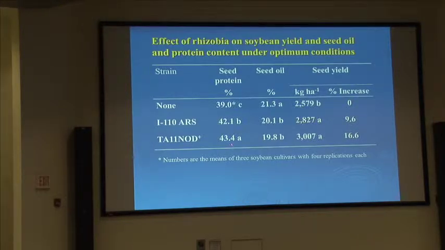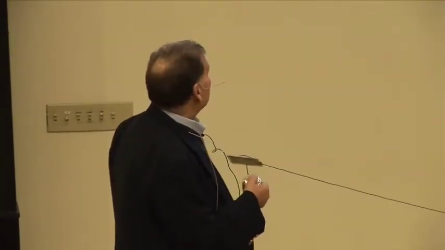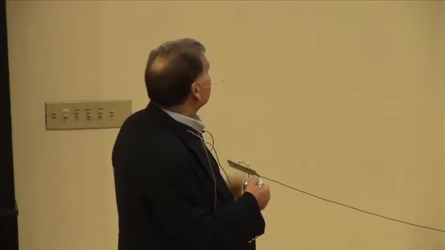And if you look here, just to give an idea to justify my talk, we planted several soybean genotypes and looked at bacterial inoculation of the seeds when the farmers planted the seeds. You see that these two bacteria, this one is highly efficient, this one is less efficient, and they increase the seed protein content. As the protein content increases, the oil content decreases, and seed yield increased by about 10 and 17% with the I110 ARS strain and this strain.